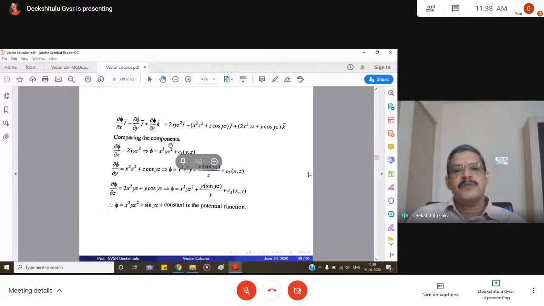So the most common function which satisfies all these three conditions is x square y z square. If you see dou phi by dou x, what is dou phi by dou x here? 2x y z square. Dou phi by dou y is x square z square plus z into cos yz. Dou phi by dou z is 2x square yz plus cos yz into y. So this is the most common expression derived from these three equations. So this is your scalar potential.